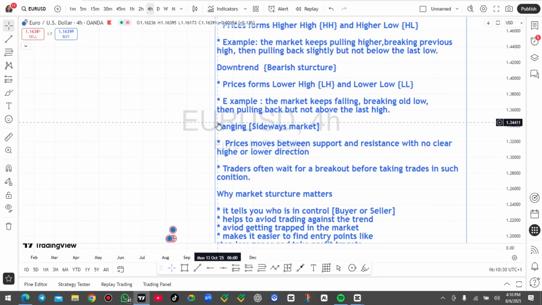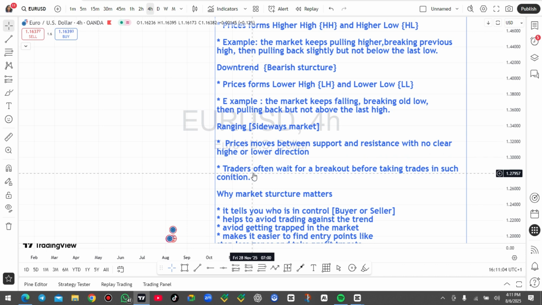Is this market an uptrend or a downtrend? Like the example says, price forms lower highs and lower lows, which I just explained to you in the diagram. The market keeps falling, breaking old lows, then pulls back but not above the last high. The opposite of an uptrend is a downtrend. The market keeps protecting the last high and the last low is broken, telling us that sellers are in control of this market.